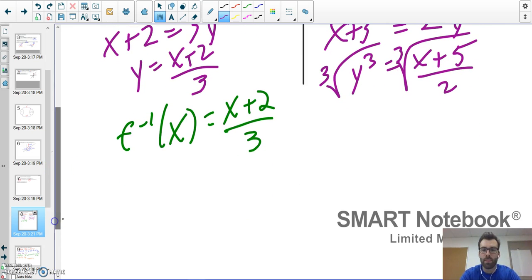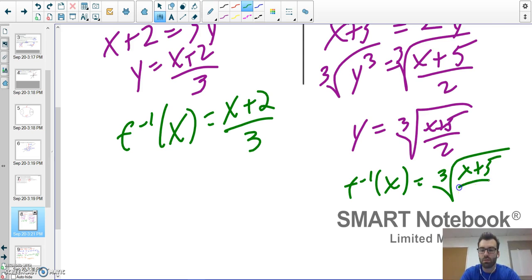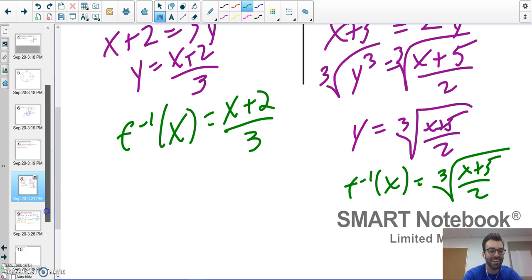So, y equals the cube root of x plus 5 over 2. Last step, f inverse of x equals the cube root of x plus 5 over 2. How about that? That's pretty neat. Here we go. Let's go on to some more.